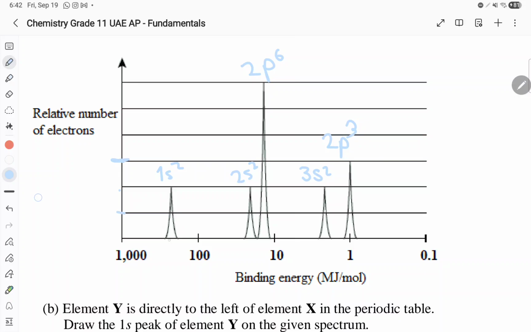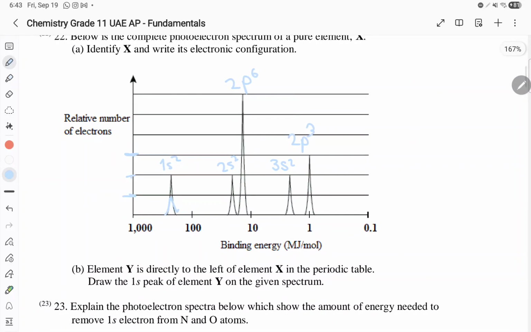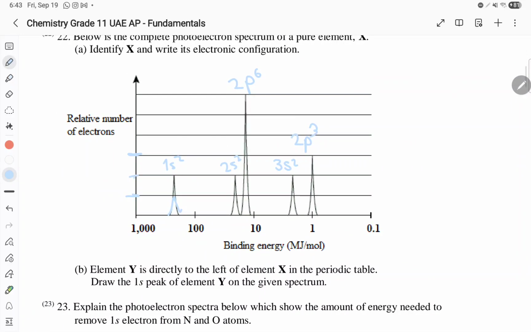Sometimes they might give you 1s2 till here, so we know that this is 2 and this is 4. But here, no, each one is an increment of 1 electron. You're gonna say, how do you know that this is? Just memorize it. It's always the electronic configuration that shows here.